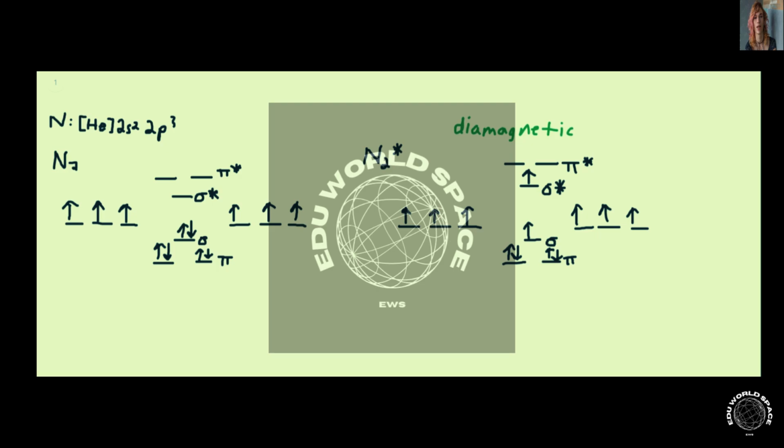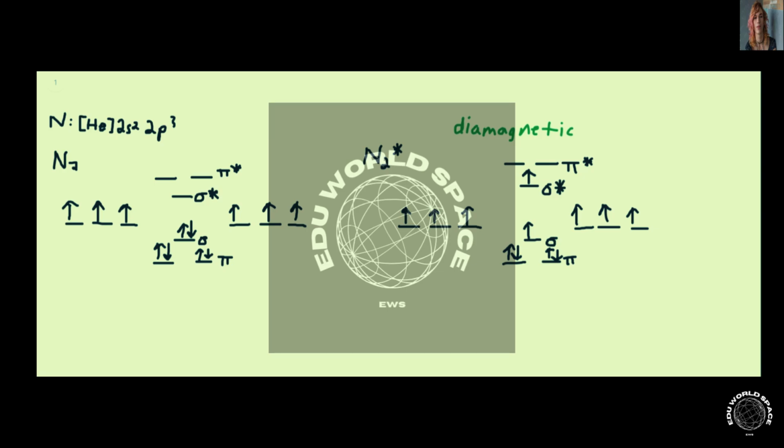So see, the first electronic absorption of the N2 molecule has the lowest energy peak at 170 nanometers. To which absorption transition does this correspond? If that's the lowest energy peak, that means it's going to be the conversion from the HOMO to the LUMO.